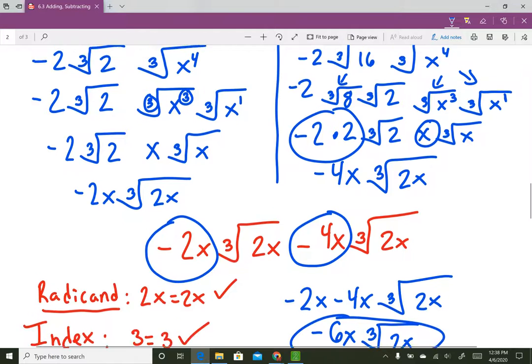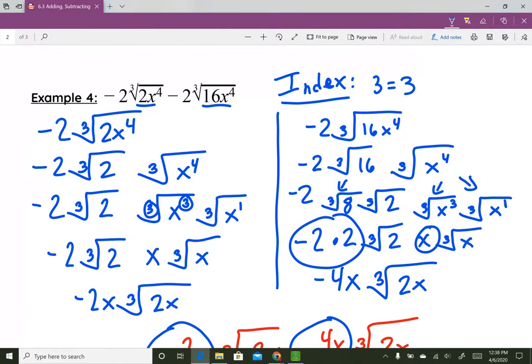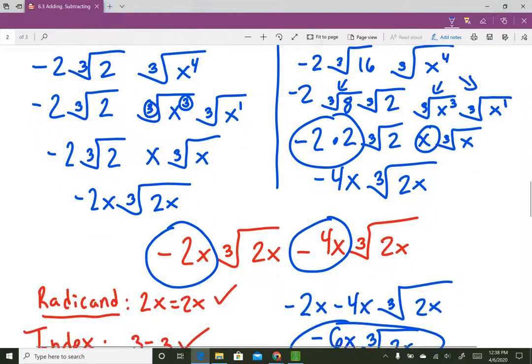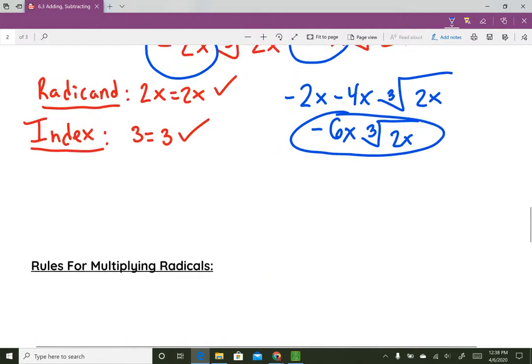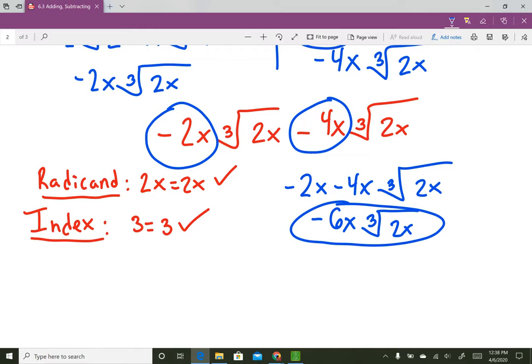So just right off the bat, if you didn't remember rule number 1, you may have just ruled this out, because this 16 and this 2 didn't match up. But rule number 1, simplify if you can. So yeah, we had to do all this work over here and over here. But in the end, we got the correct answer of negative 6x cube root of 2x.